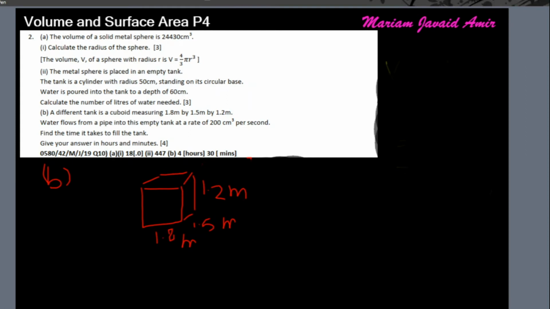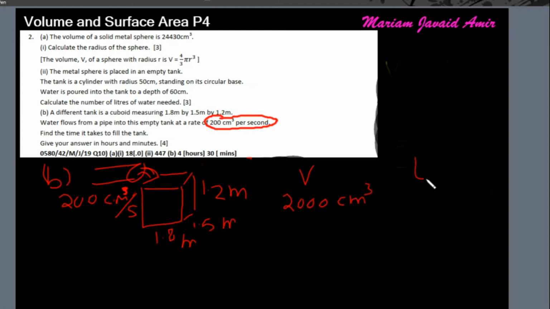The water flows from a pipe into the empty tank at the rate of 200 centimeter cube per second. So there's a pipe from which water is flowing here at the rate of 200 centimeter cube per second. And find the time it takes to fill the tank. We're given a ratio: when volume is 200 centimeter cube, time is 1 second. Find the time, so time is x, it takes to fill the tank.